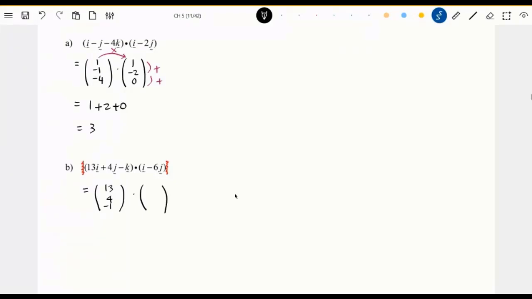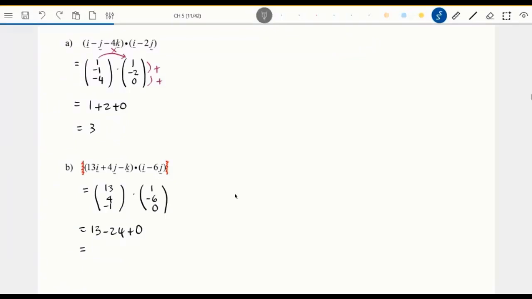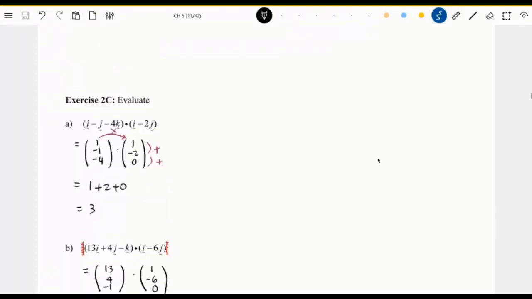And then for the I minus 6j, jadi apa? 1, -6, 0. Okay. So we end up with 13 minus 24 plus 0. So final answer kita dapat berapa ni? -11. Good. Okay. So that's for the exercise 2C.